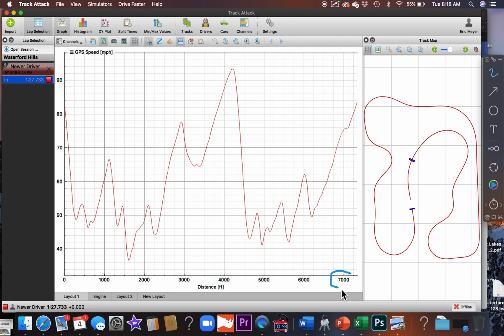But if it's a big number like 7, 10, 15,000, it's probably feet. And then you just need to look right here. Almost all the software will say distance in the unit of measure. If we wanted to change this to miles, we could. We'll do that in another video to talk about some of the track attack features.